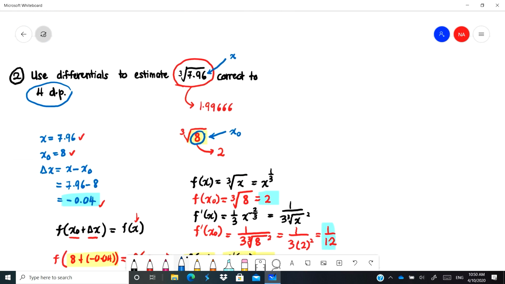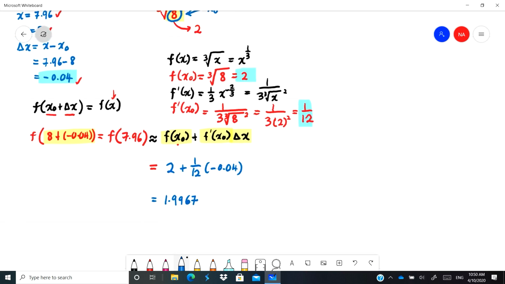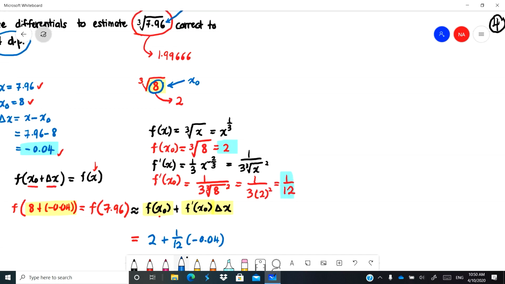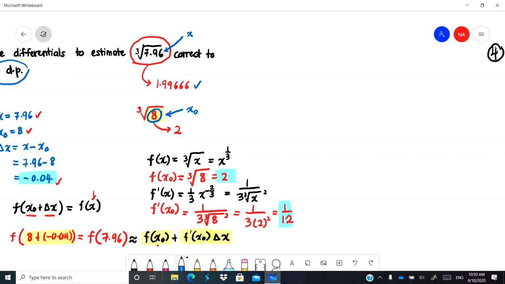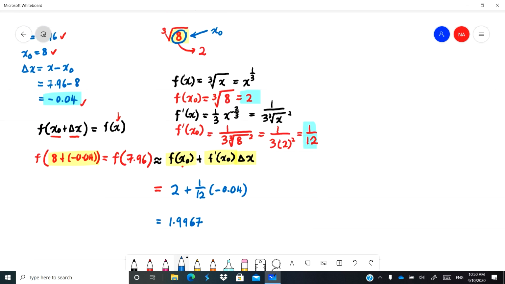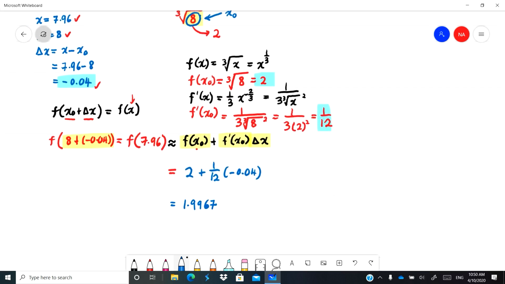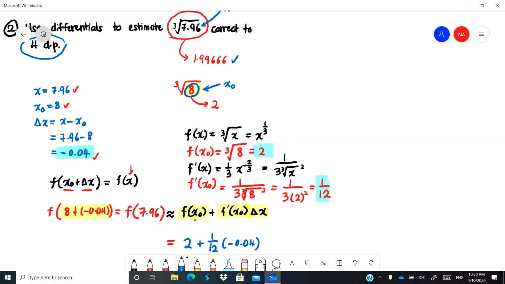So that is what you're trying to find, the approximate of this value using this formula. You get 1.9967, which is almost similar to this one, which in the beginning just now we have already calculated using the calculator. So that is what differentials and approximation actually is. You just have to know the formula.